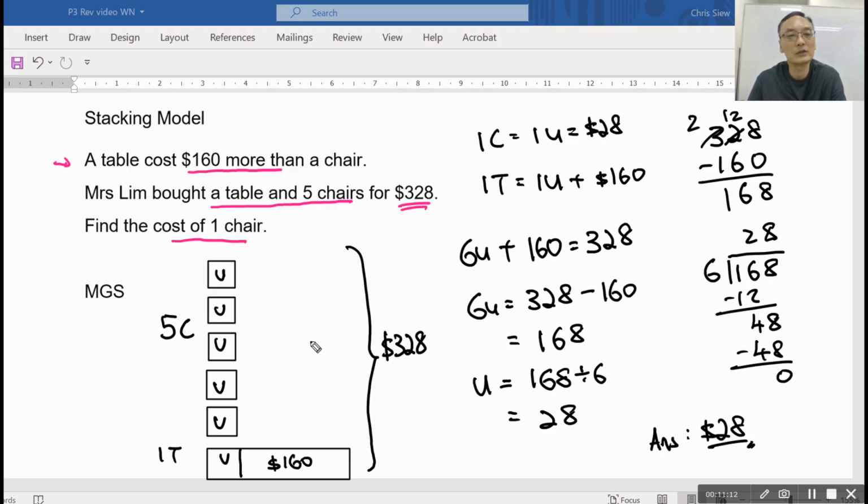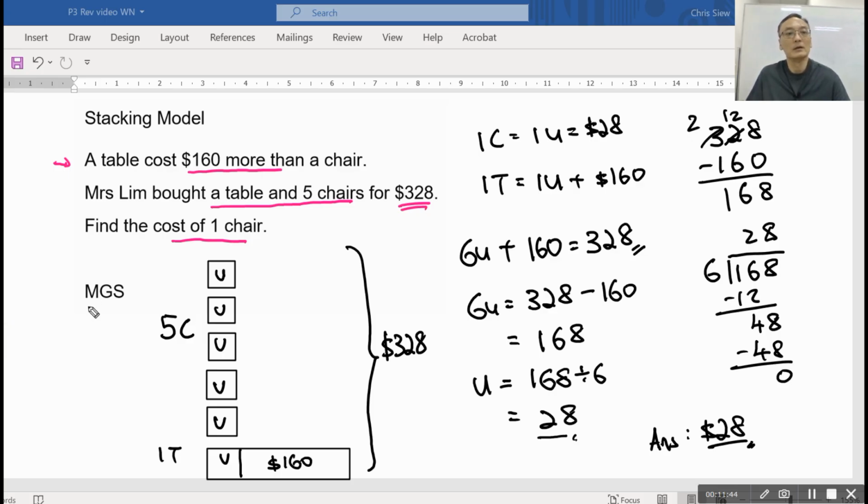So from the model, you can visualize that we have a total of 6 units and 160, and this gives us a total of 328. So we form the equation over here. After that, we find the value of 6 units. When we subtract 160 from 328, we will get 168. Then we find the value of 1 unit. We divide 168 by 6 and we arrive at 28. So that's how we arrive at the answers for this question.